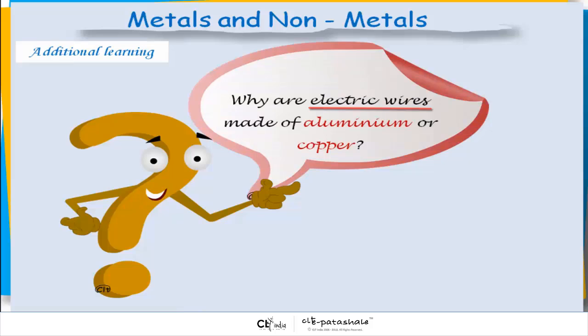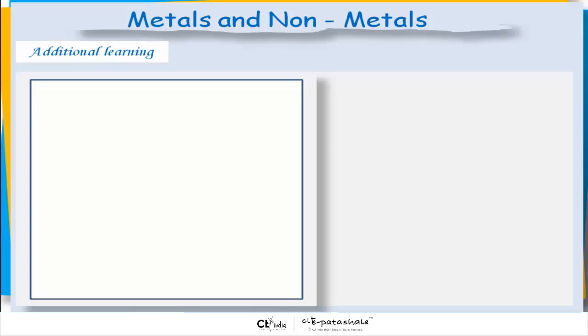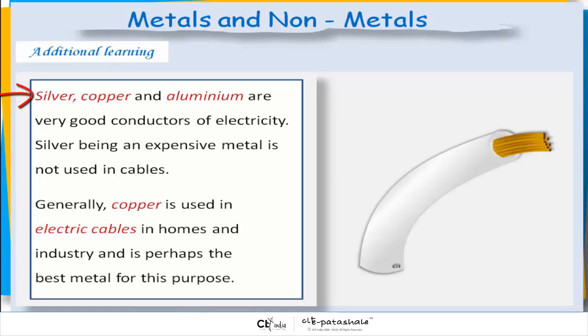Why are electric wires made of aluminium or copper? Silver, copper and aluminium are very good conductors of electricity. Silver, being an expensive metal, is not used in cables. Generally, copper is used in electric cables in homes and industries and is perhaps the best metal for this purpose.